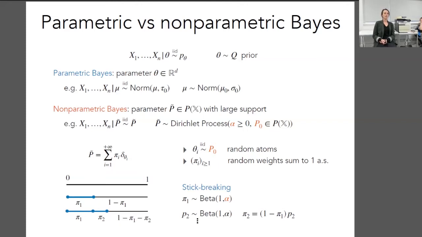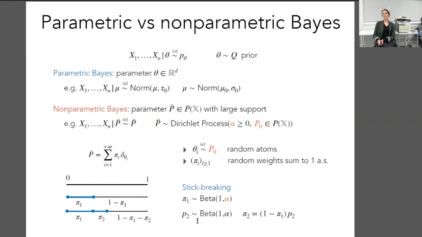Then once you have picked the first weight, you know that the remaining weights have to sum up to 1 minus pi 1. And so what you do, you simply pick another beta random variable and multiply it by 1 minus pi 1, so that you're sure that the second weight will lie between 0 and 1 minus pi 1. And so basically you can continue in this way with a third weight and so on. And what one can show is that this leads to an infinite sequence of weights that almost surely sum up to 1.